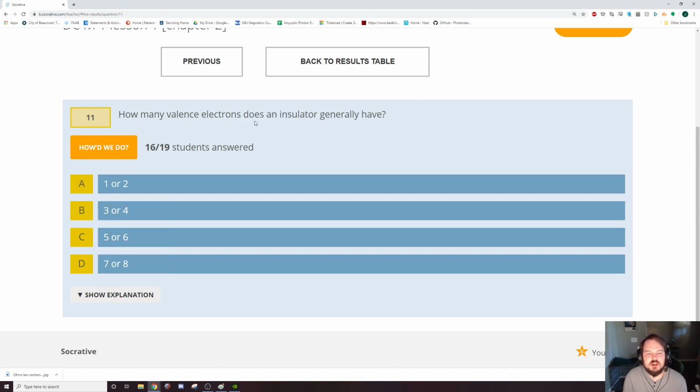How many valence electrons does an insulator generally have? That should be 7 or 8 valence electrons.